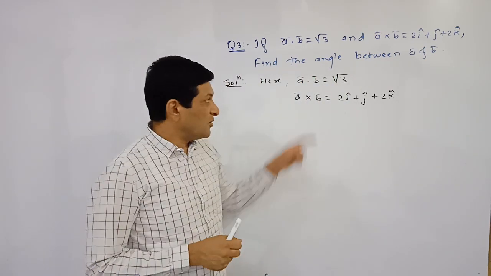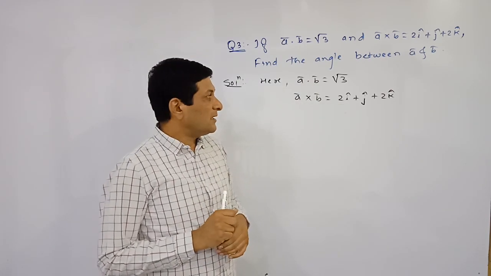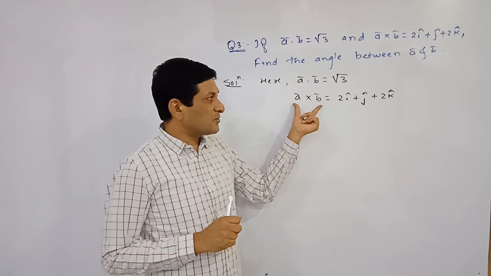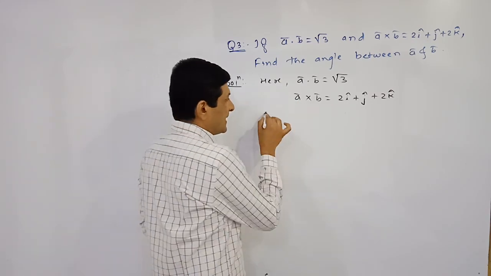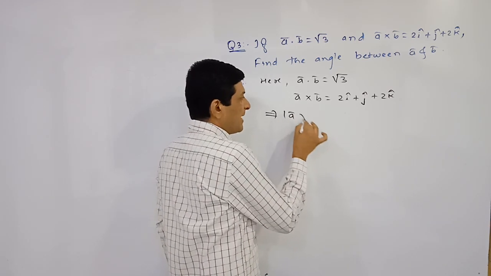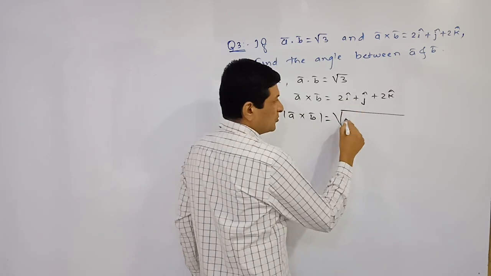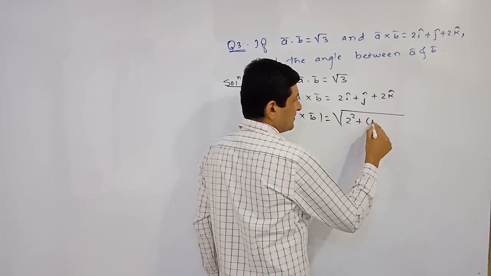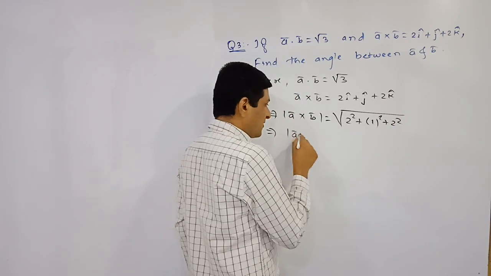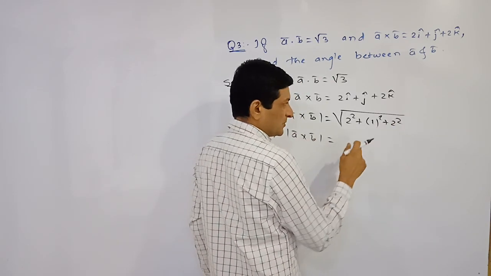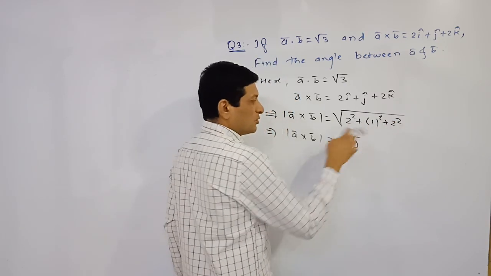So here the dot product and the cross product of the two vectors are given to us. Now from this cross product, first we are trying to find the value of its magnitude. So this implies that the magnitude of A bar cross B bar is equal to under root 2 square plus 1 square plus 2 square, which is root 9. Keep root 9 as it is.